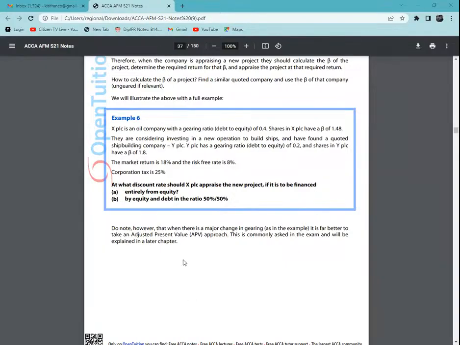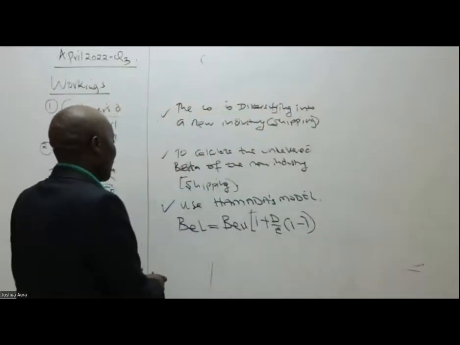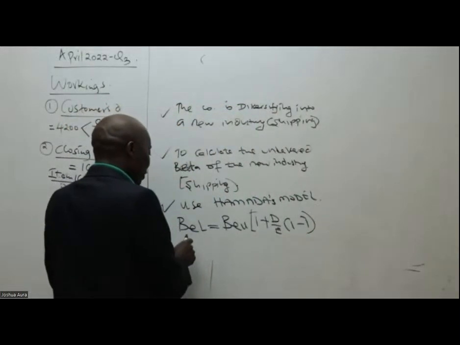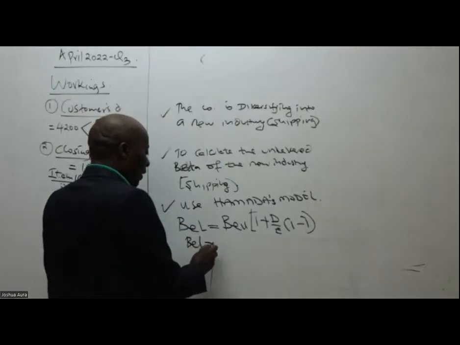Yeah, it's levered. Thank you so much. Do you know why? It's because this shipping company, they have already told us that there is debt in here. You can see debt to equity. So it's beta equity of a levered firm. This 1.8 is beta equity of the levered firm because this firm has already debt in it. So meaning, ladies and gentlemen, that they have given us Bell. You know, Bell is beta equity levered.